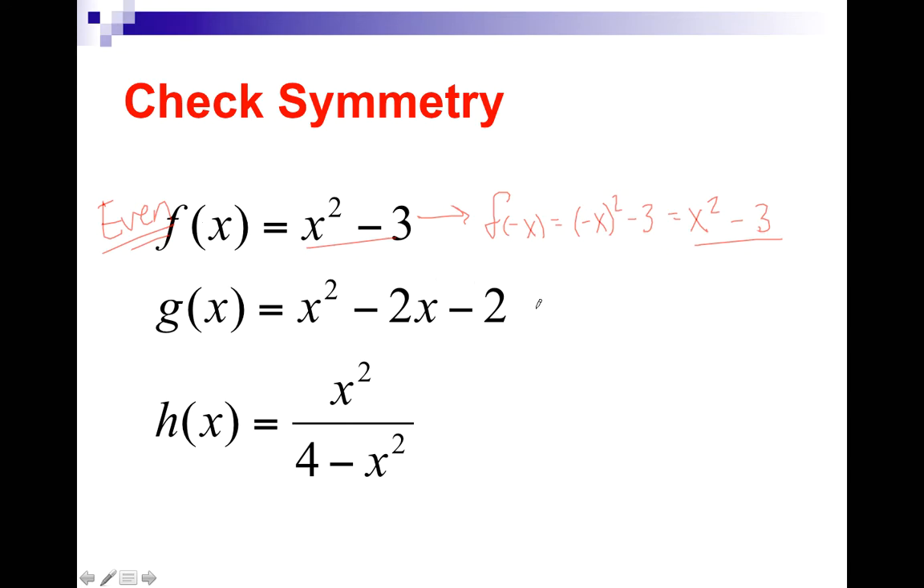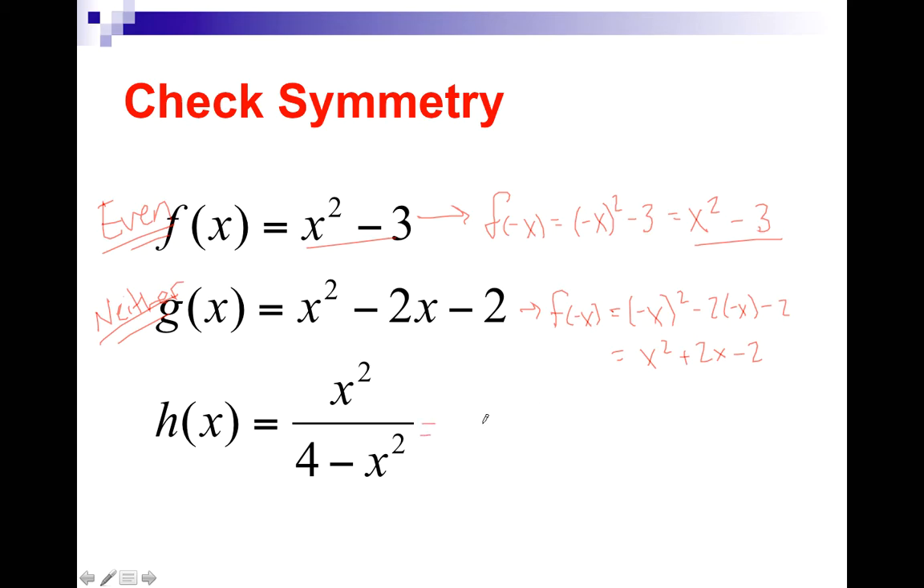Let's try it again. Does it have symmetry? Plugging in negative x, I get negative x squared minus 2 times negative x minus 2. I simplify this down. I get x squared plus 2x minus 2. That is not the same thing because it has a plus where the minus should be. This is a neither. It is not the opposite of the original equation, and it's not exactly the same as the original equation. Therefore, it doesn't have any symmetry.